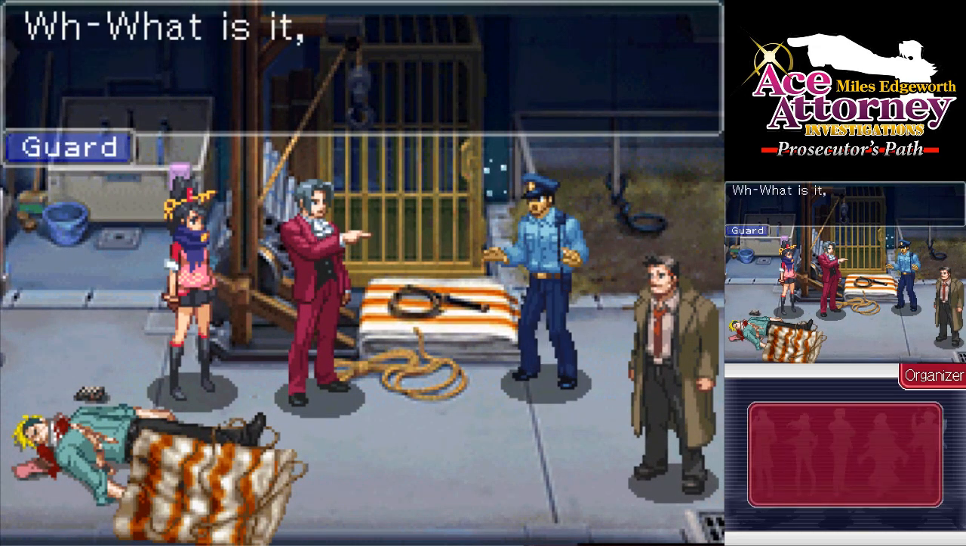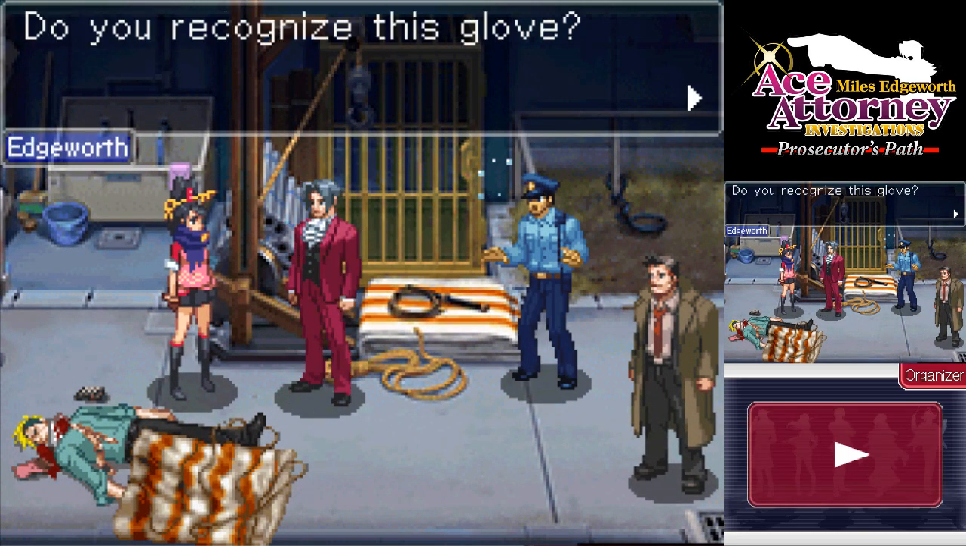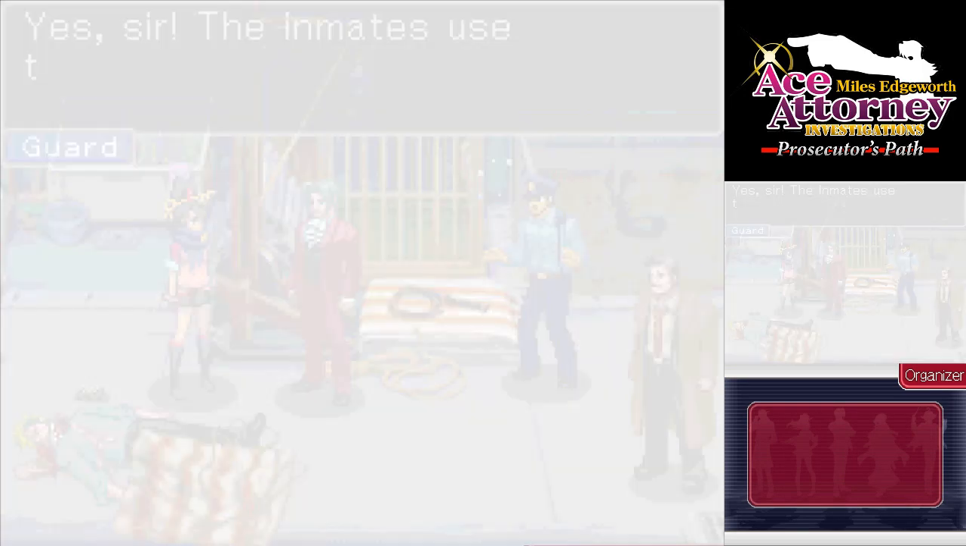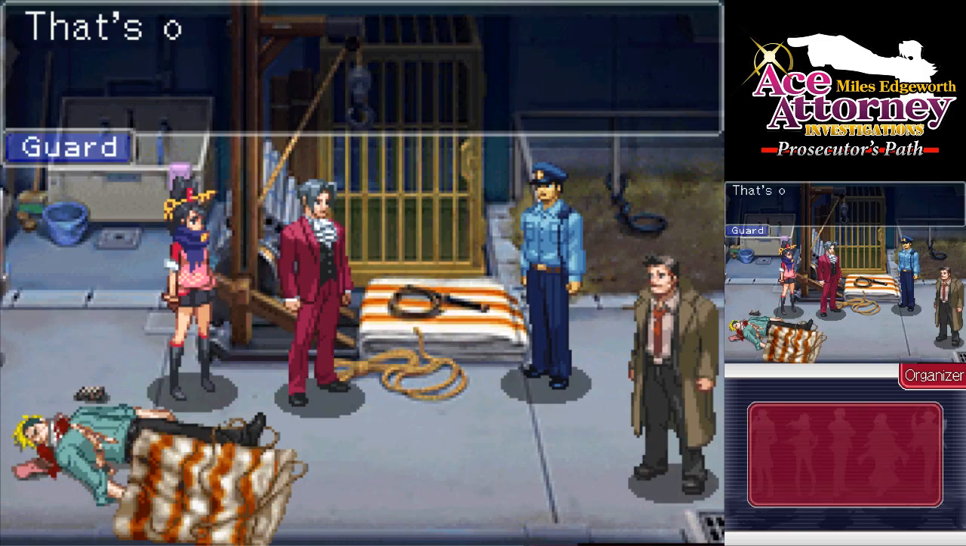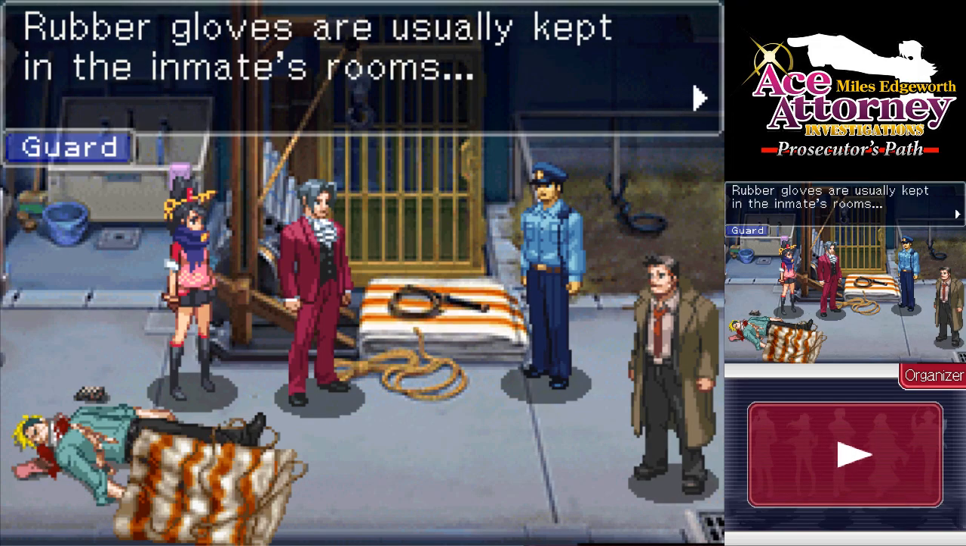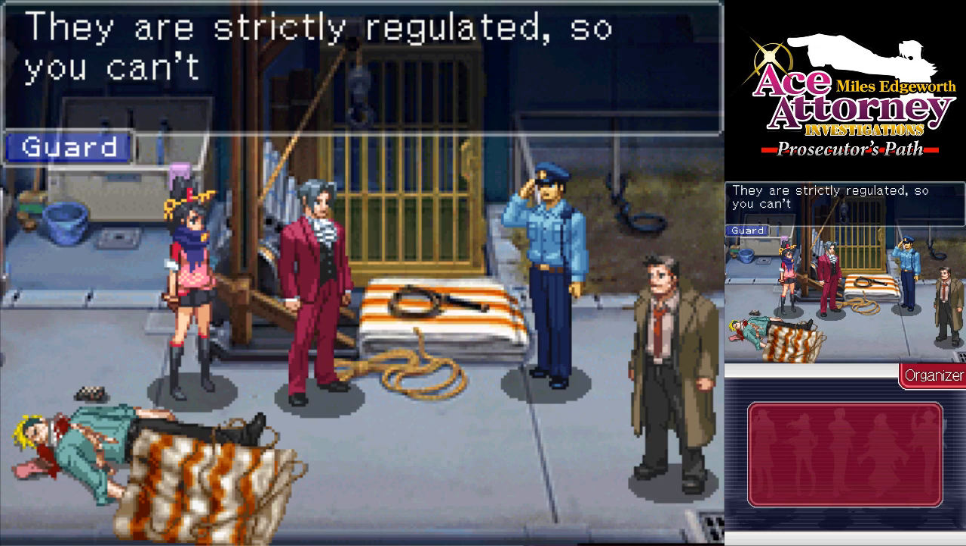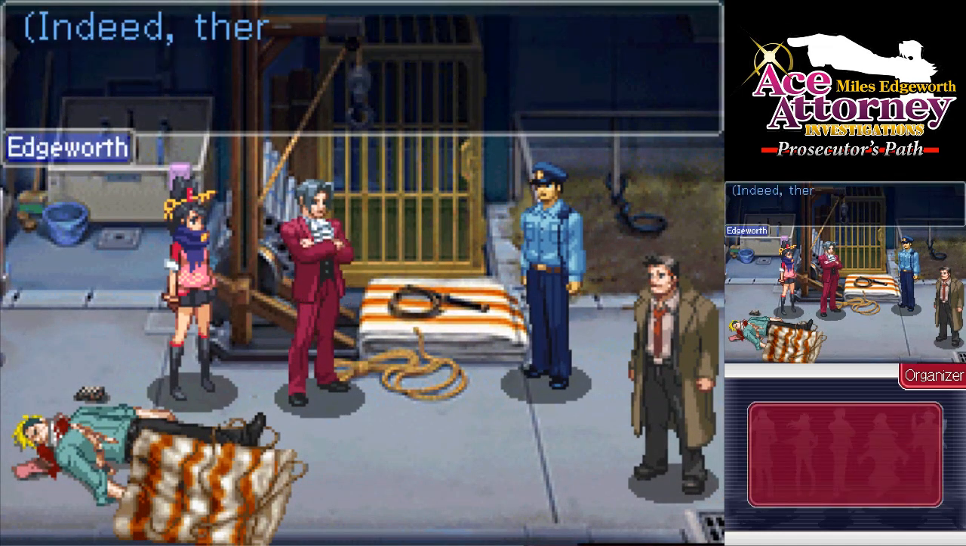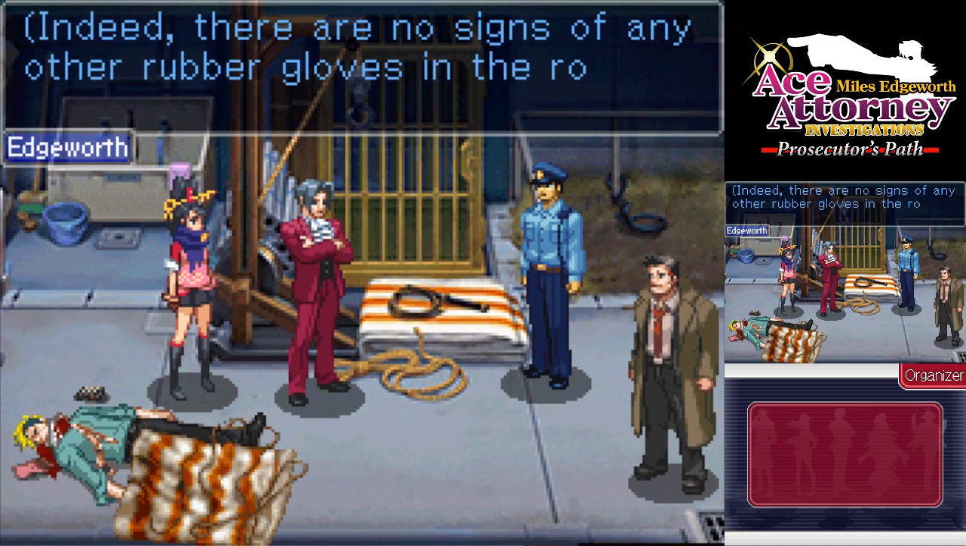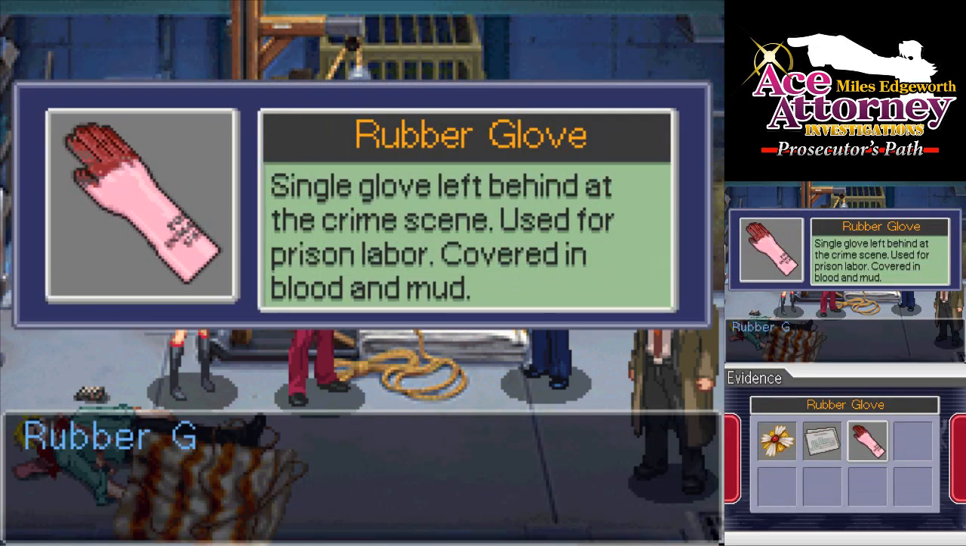You there! What is it, sir? Do you recognize this glove? Yes, sir. The inmates use these for prison labor. That's odd. Rubber gloves are usually kept in the inmates' rooms. They are strictly regulated, so you can't just take them out. Indeed, there are no signs of any other rubber gloves in this room.